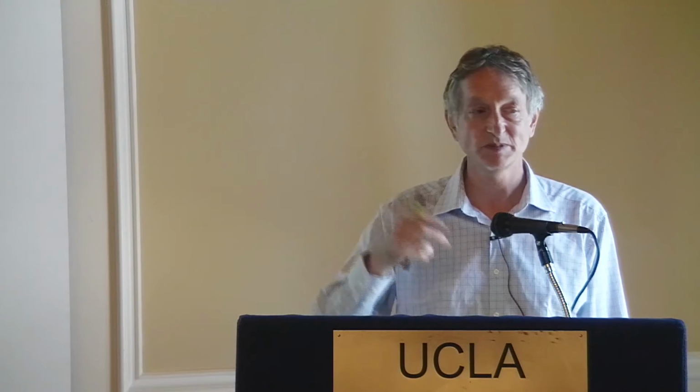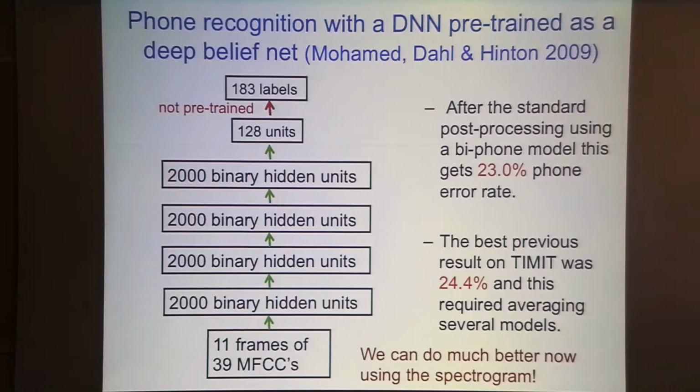It's called TIMIT, and it has about 3 hours of speech that's fairly clean and that's very accurately labeled. And the record on TIMIT, before we started doing this, was 24.4% errors at recognizing what the phones are. And that involved averaging many models. The students fairly quickly got down to 23% error using this deep net, which was a big advance. In speech recognition, that's quite a big difference. That's typically a few years of progress.